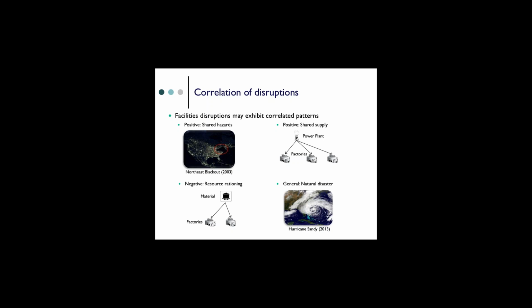In most real-world cases, such as natural disasters, the correlation commonly exists with both positive and negative correlation patterns involved. So these cases all show that correlation is also a common issue in real-world facility systems.